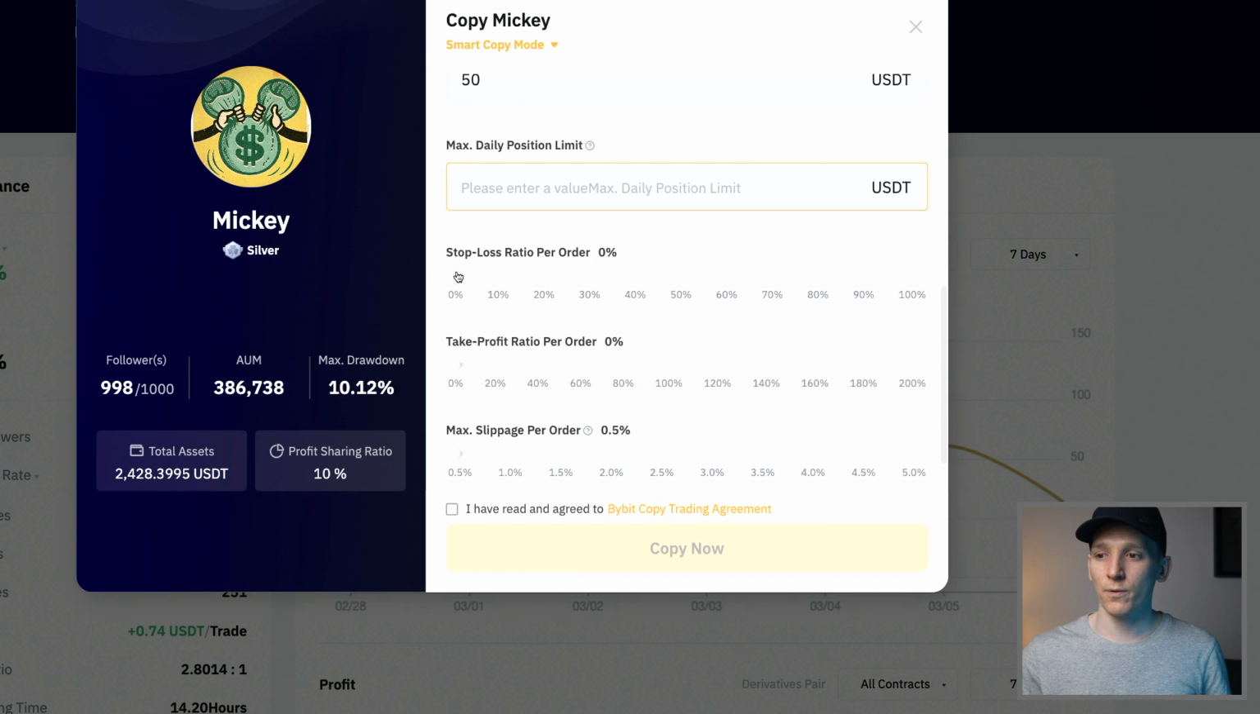But as we can see, stop loss ratio, you can actually put a stop loss in here saying if one trade goes south, then I want to cut at that price or that percentage loss. The trader is probably going to do that anyway as well. So it's up to you if you want to put that.